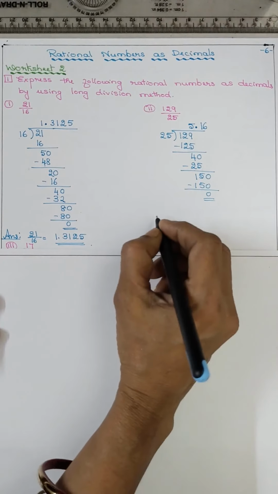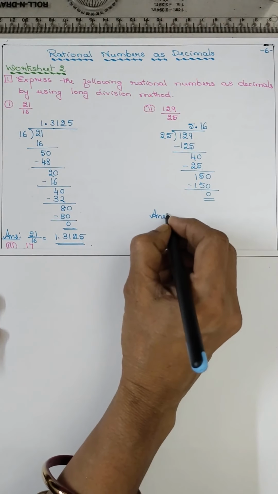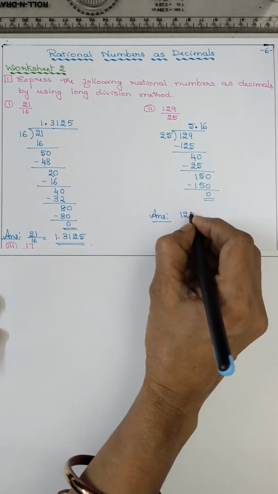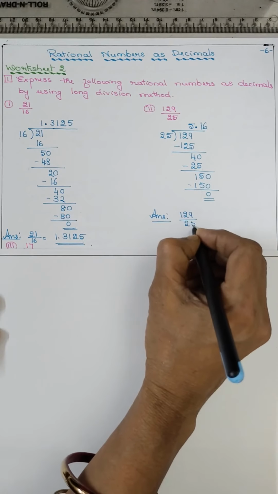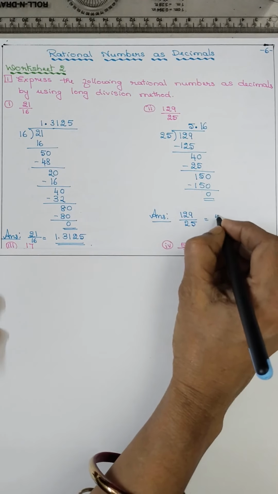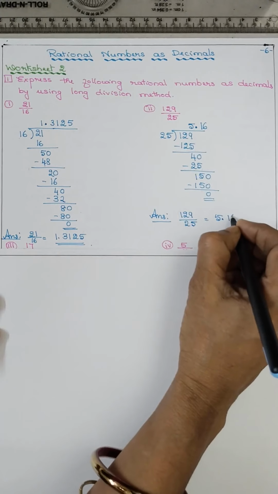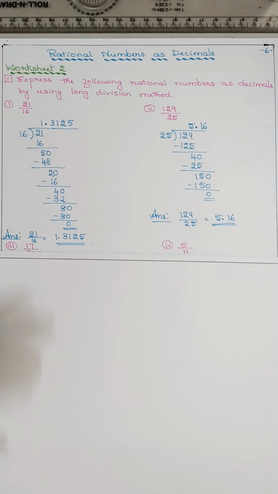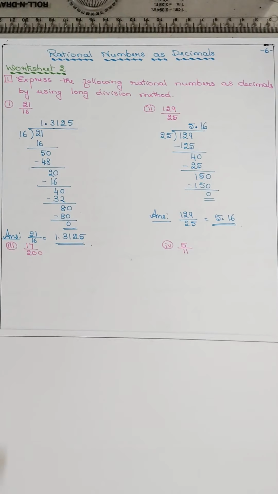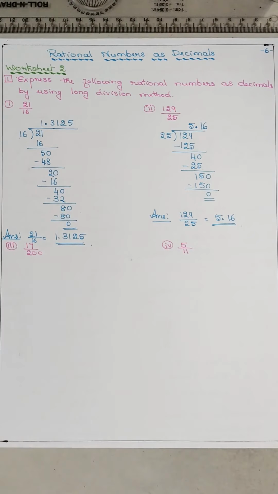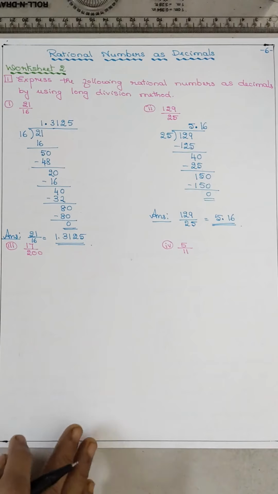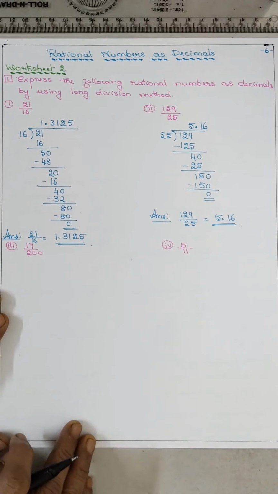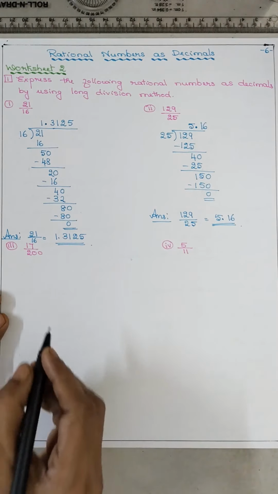Remember 25 table, okay? So the answer, 129 upon 25 is equal to 5.16. So it is a terminating decimal, isn't it? Exact, you get the answer. Now the third sum 17 upon 200.